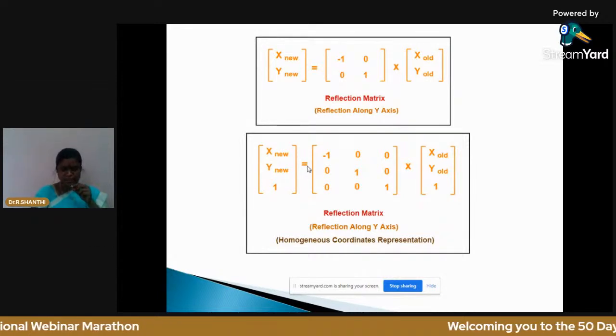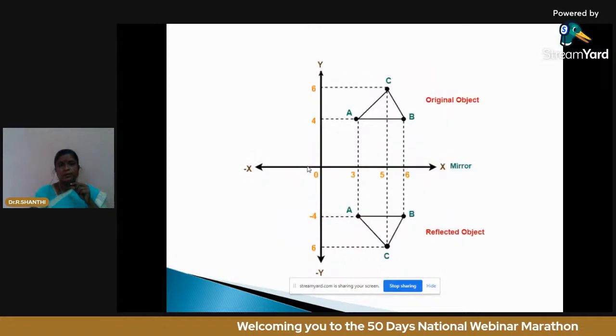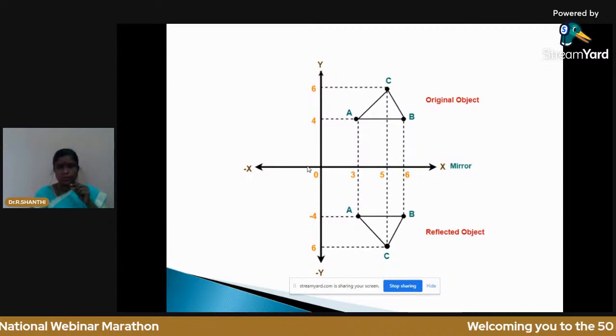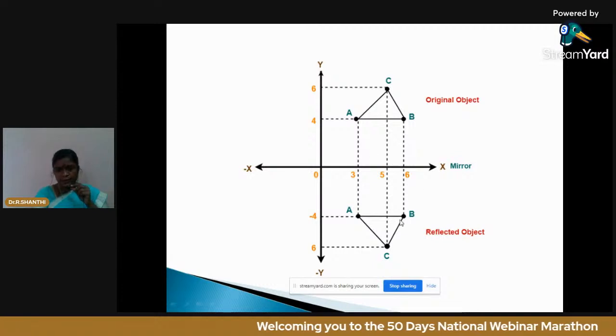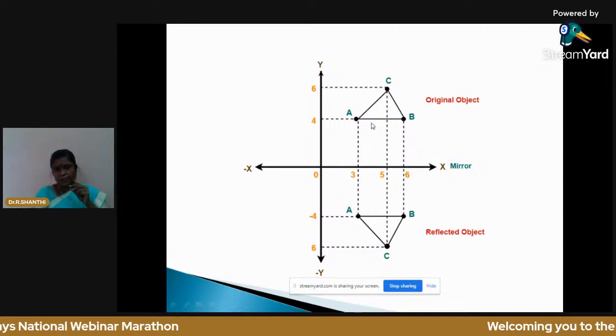Yes, students, we have seen about the reflection. This is the diagrammatic representation of the reflection. So here you have the original object, right? This is your original object. This is the way you are reflecting. So this is the y-axis, right? You have reflected the image in the y-axis.